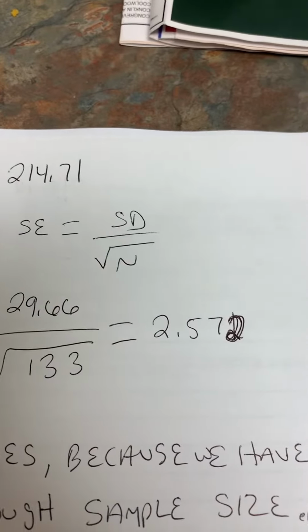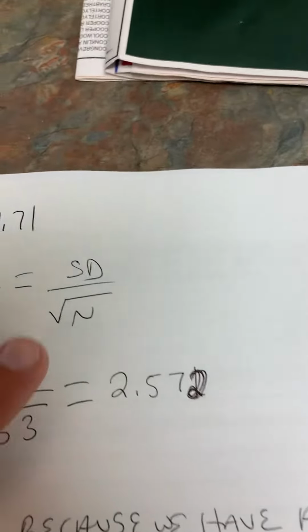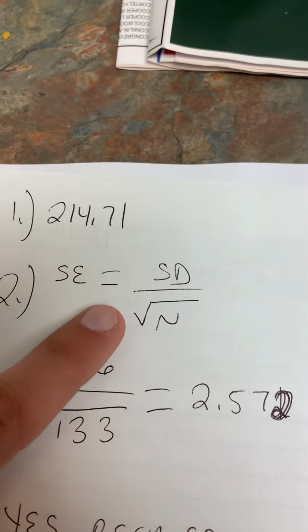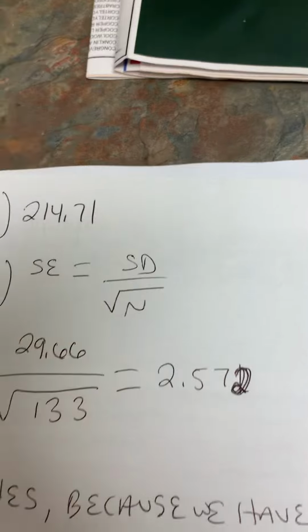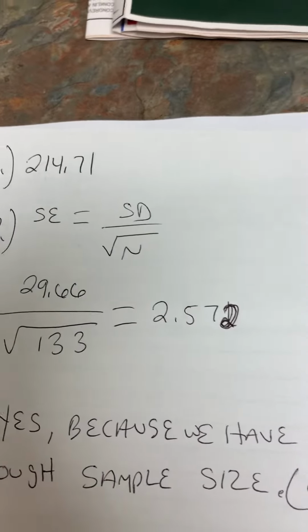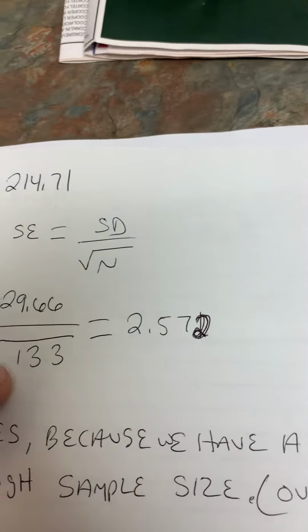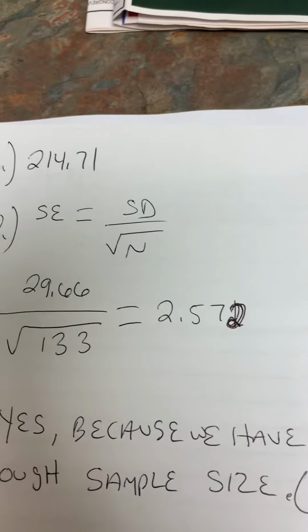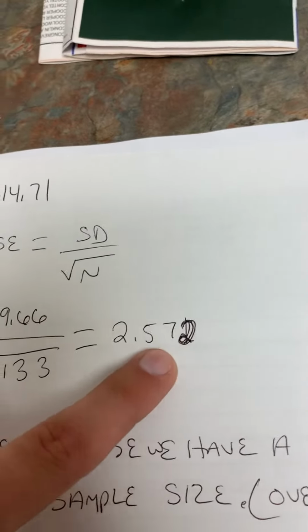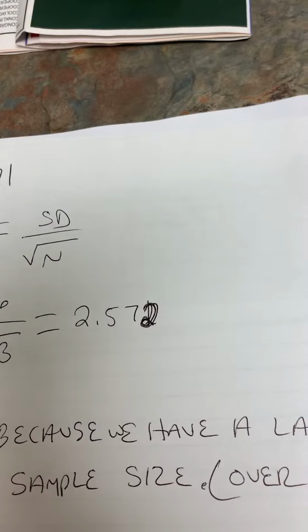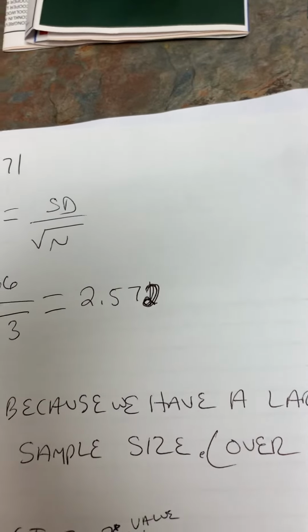Based on that, the standard of error, here's our formula I'm using to calculate standard of error. So we just take our standard deviation, the 29.66, we're dividing it by the square root of our sample size, 133, and that gave me a 2.572 rounded standard of error there.